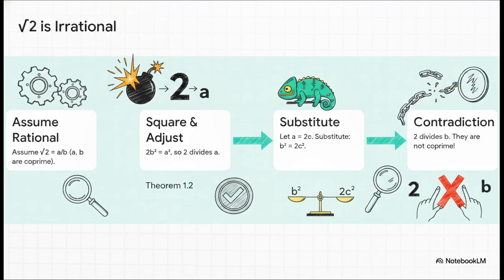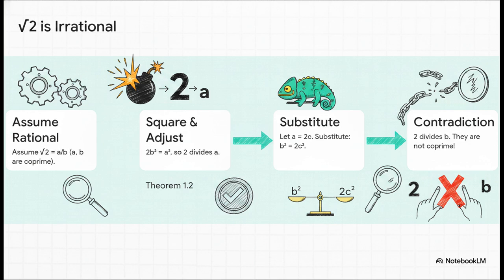Okay, massive board exam call out here. Follow this logic very closely. Nailing these steps is guaranteed to win you marks. Step 1. We assume the opposite. We say, all right, root 2 is rational, meaning it can be written as a over b, where a and b are coprime. Now, coprime just means they have no common factors other than 1.